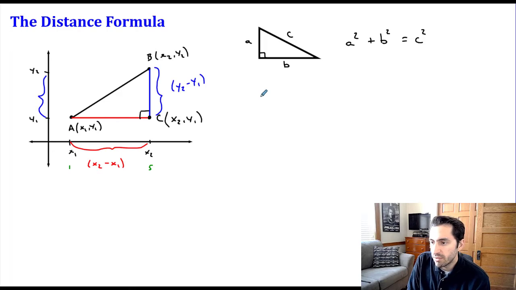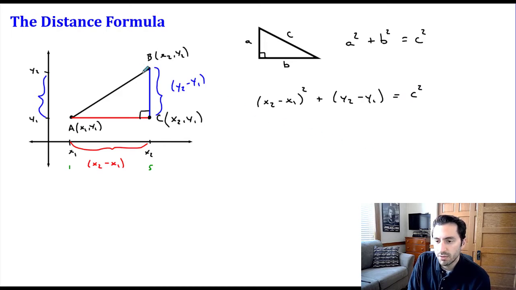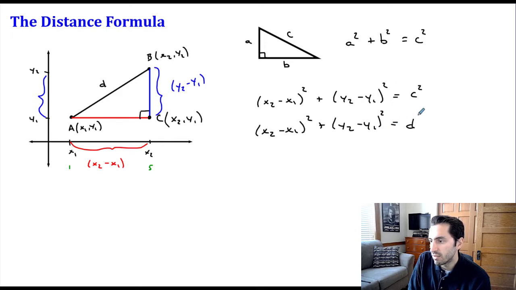So if I plug those in, instead of a squared, we'll do x2 minus x1, and then instead of b squared, we'll do y2 minus y1. And that's equal to the hypotenuse squared. So this is what I'm trying to solve for, this length of AB. Let's call that D for distance. So instead of c, we'll do x2 minus x1 and y2 minus y1 squared. And then this is going to be equal to the distance squared.